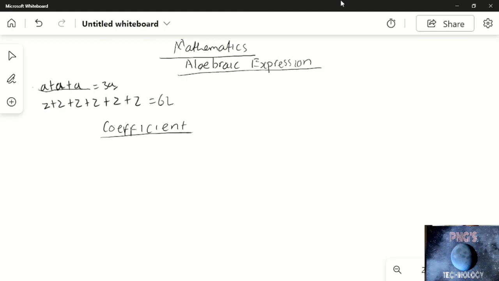Now let's assume we're given 1 over 2 x. So what is the coefficient of x here? The coefficient of x is 1 over 2. As simple as that. If we're given 3x over 5, in this case, what is the coefficient of x? The coefficient of x is just 3 over 5. So this is as easy as you can think.